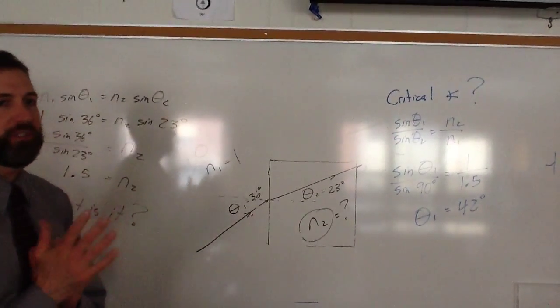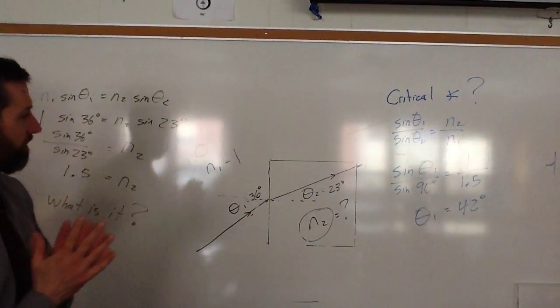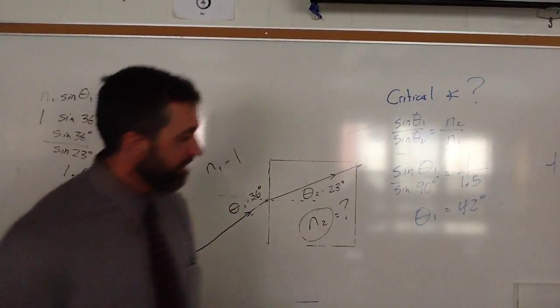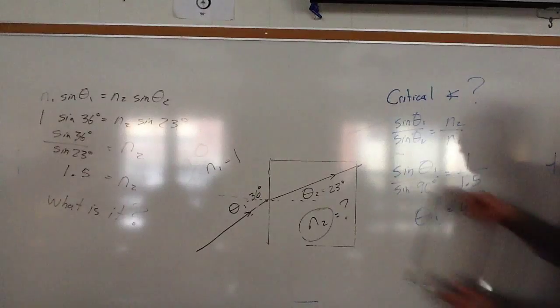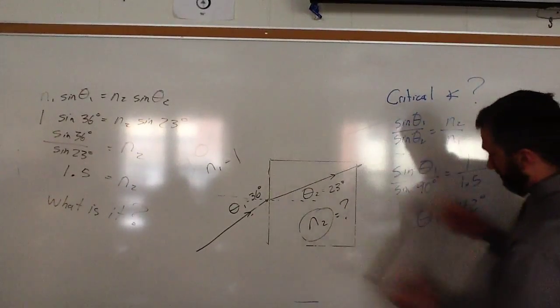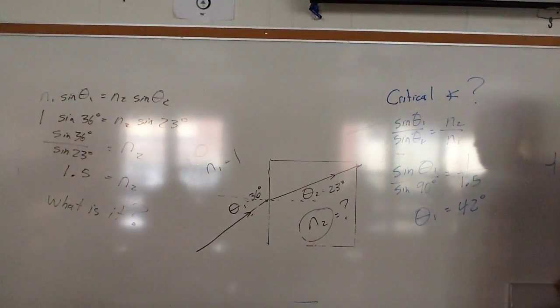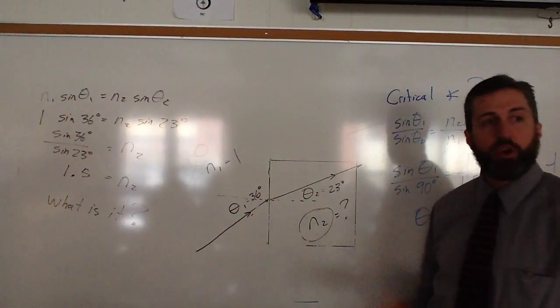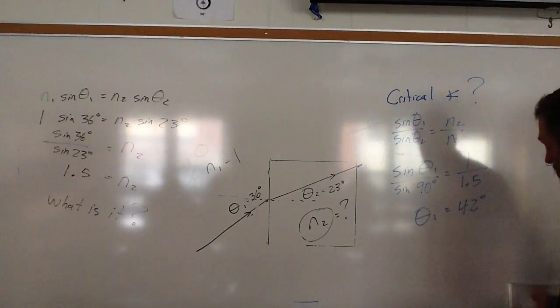BKW Physics. This is just part 2 of the video I did moments ago, where I gave you a situation on the board with a lucite block. I had the block of glass here, and I said, okay, if we come in at 36 degrees and it bends to 23 degrees, what is the end value of this?